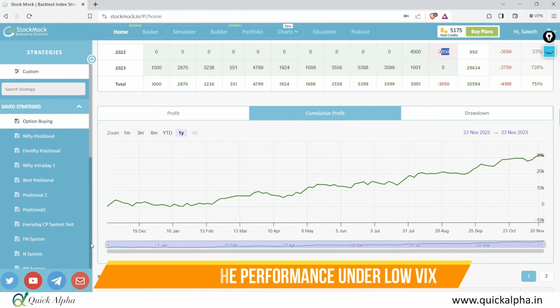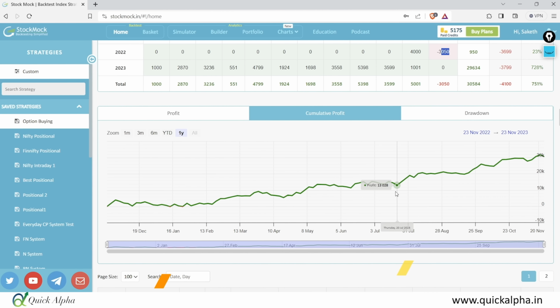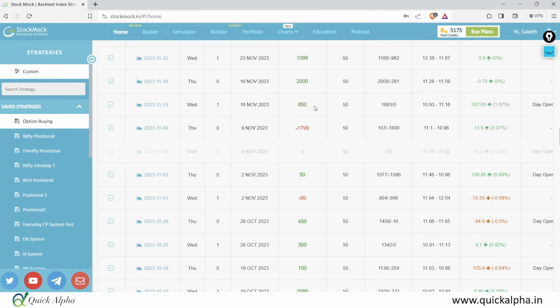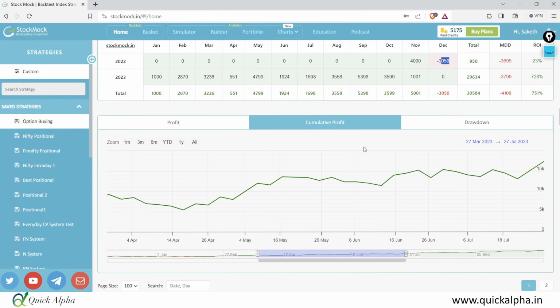So you can see this is a fairly good equity curve. So you have not gone to any big drawdown at any point in time. This equity curve has slowly and steadily given you profits. So you can come down and see individually how the entire strategy has performed.